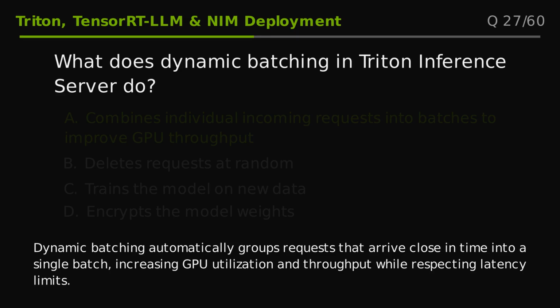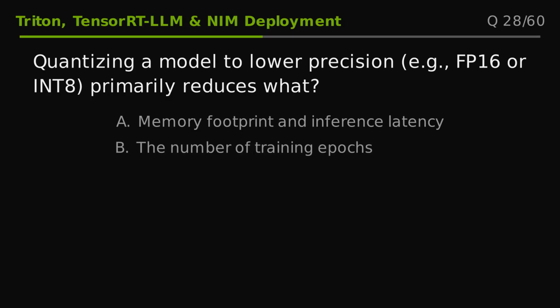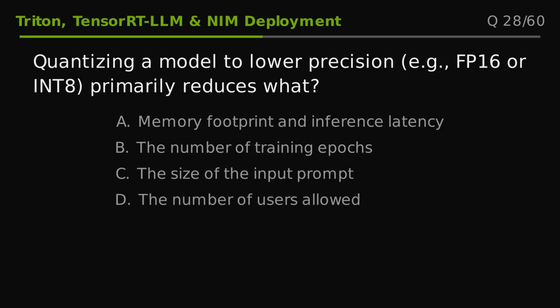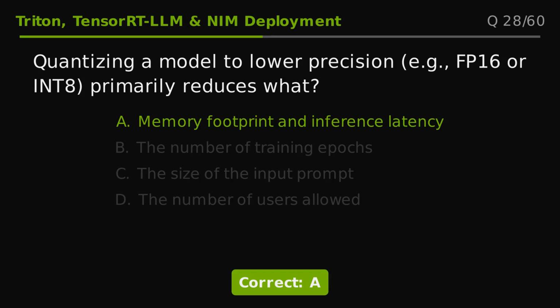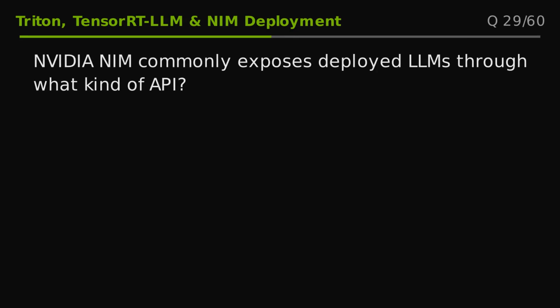latency limits. Question 28. Quantizing a model to lower precision, for example FP16 or INT8, primarily reduces what? Option A, memory footprint and inference latency. Option B, the number of training epochs. Option C, the size of the input prompt. Option D, the number of users allowed. The correct answer is A. Quantization stores weights and activations in fewer bits, shrinking memory use and speeding up inference, usually with minimal accuracy loss when done carefully.